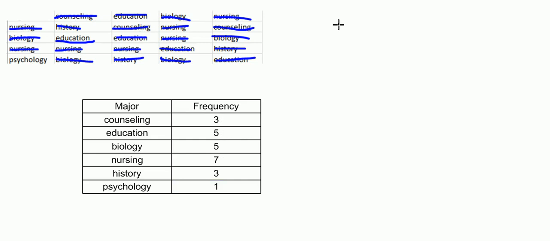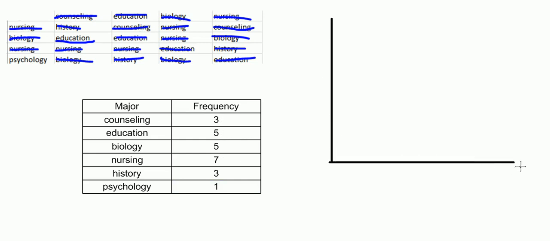Now I have some nice tools here I can use to make straight lines. Yours don't have to really be perfect. I'm going to abbreviate the names so I don't try to fit all the words in here. So I'll just use counseling, education, biology, nursing, history, and psychology. I'll spread these out a little more just to make use of the space here.